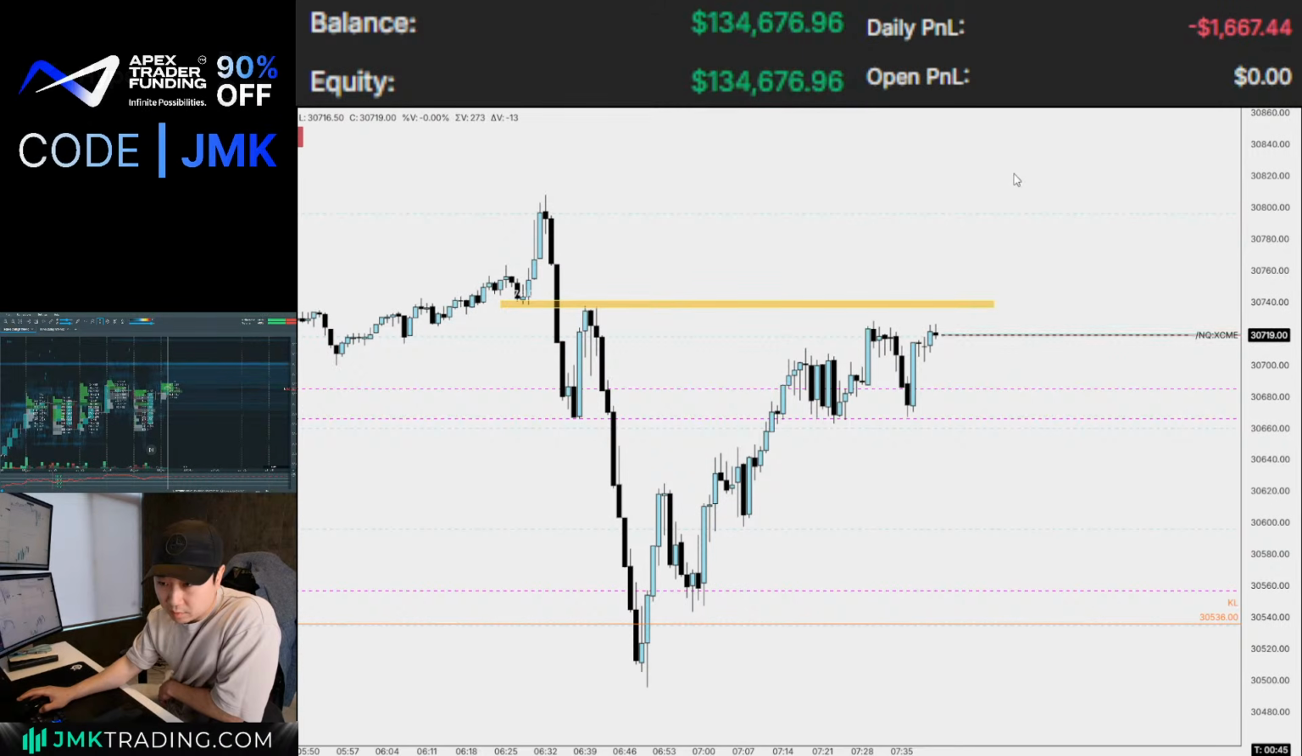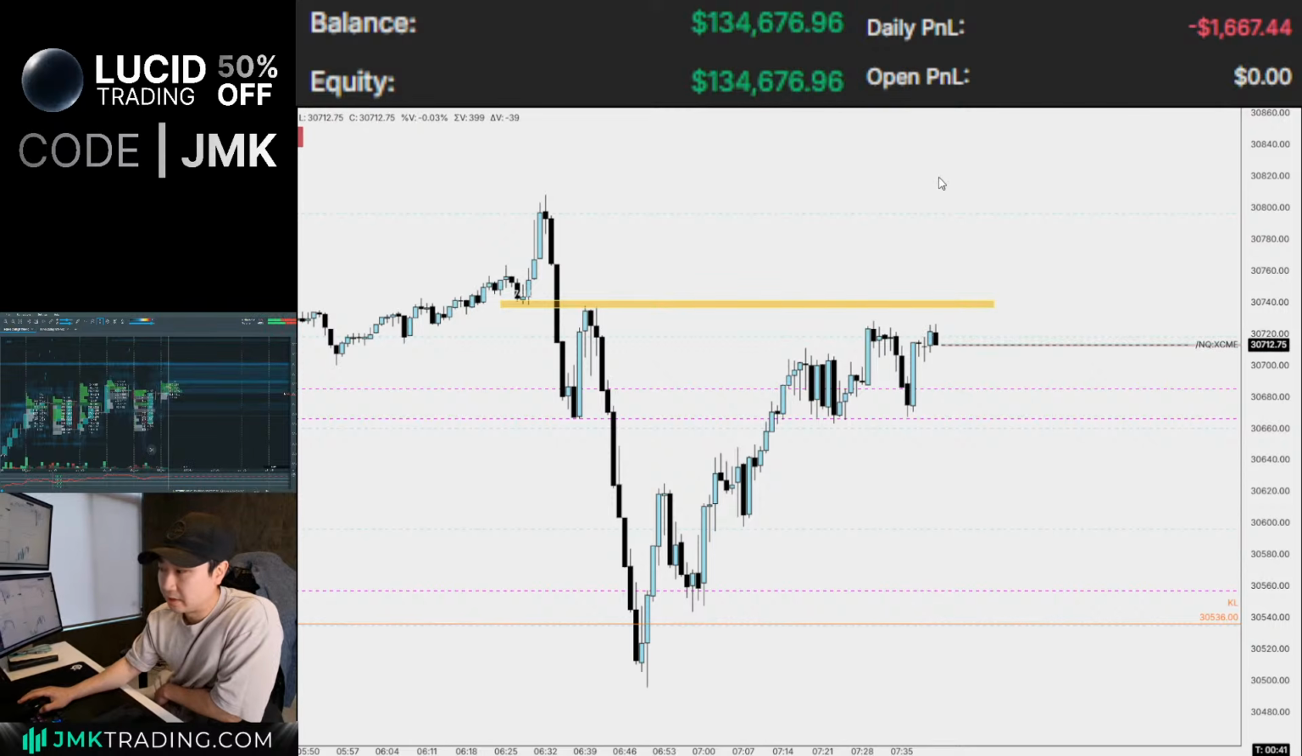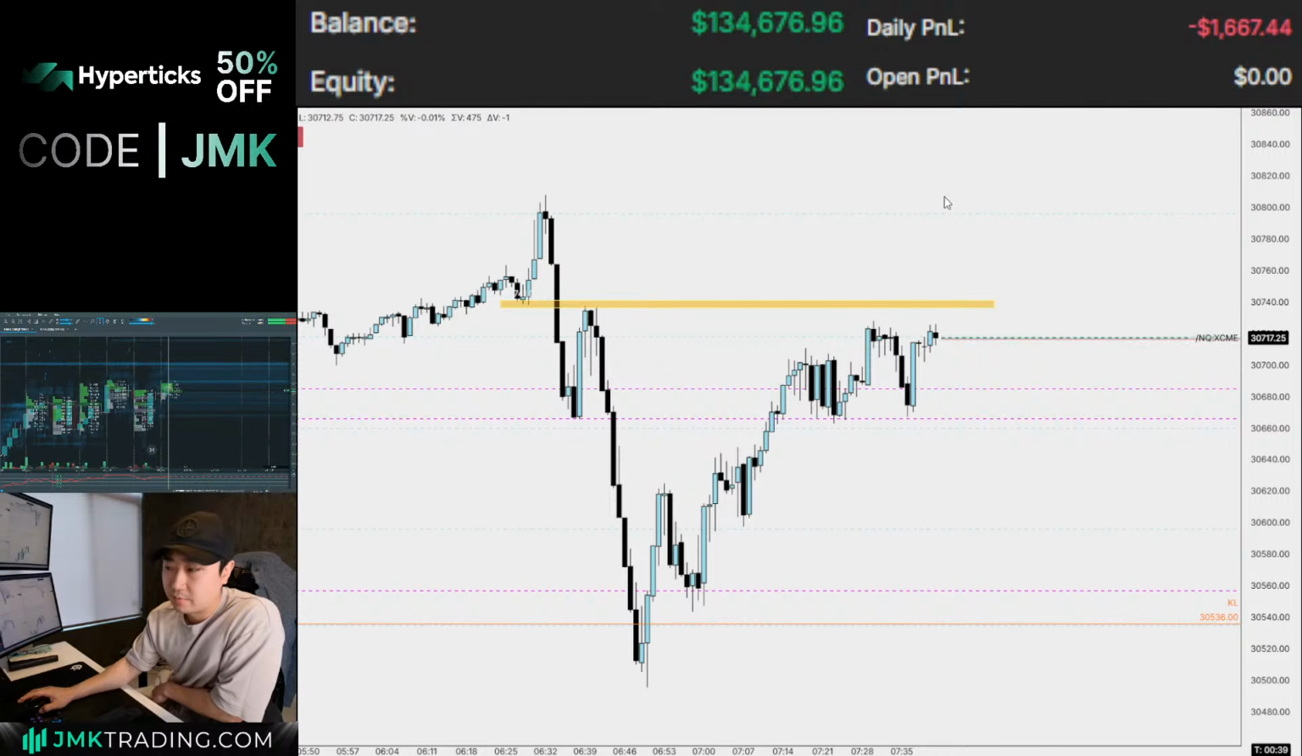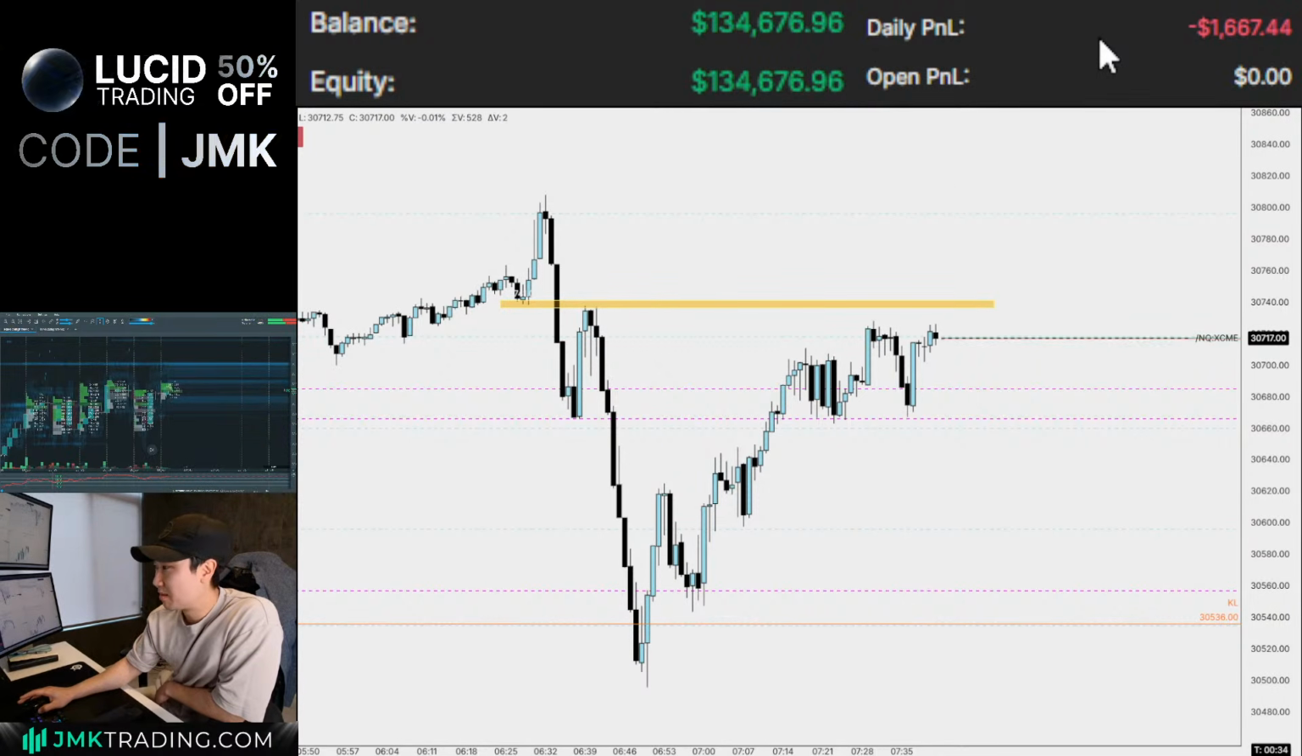What's the payout cap for the Hyperdex Pro Plus account? Yeah, the 100K, for your first payout, it's 10 profitable days of 500, and the payout cap's 3,000. As you can see, we are more than 10x above the payout cap.